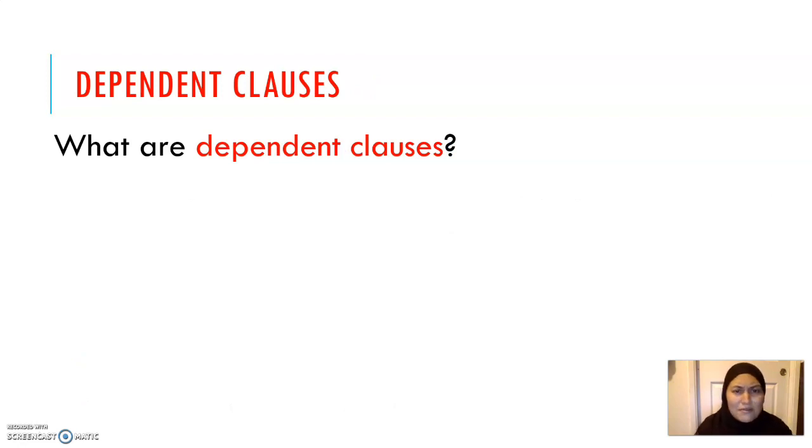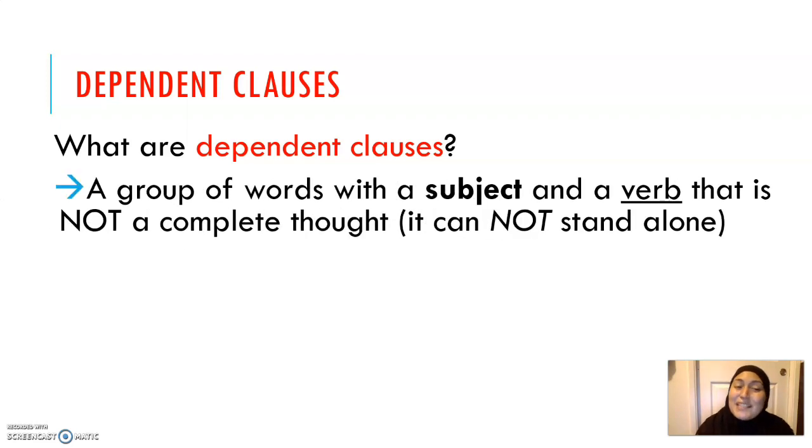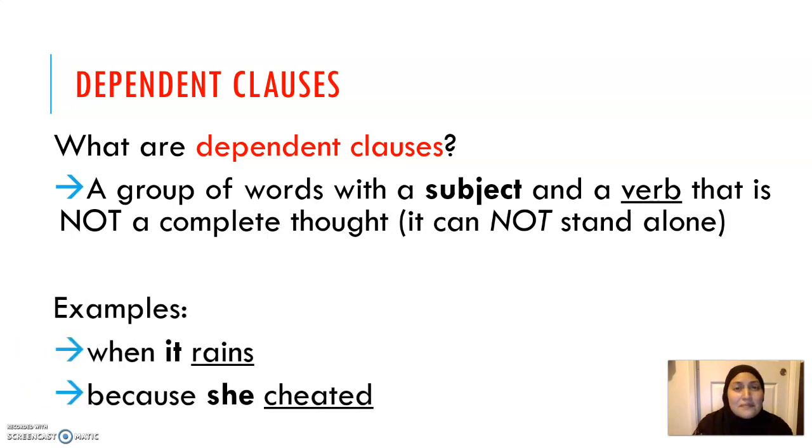And you may be wondering, what are dependent clauses? Now, dependent clauses are similar to independent clauses with one very important difference. They are still groups of words with a subject and a verb. However, it is not a complete thought, so it cannot stand alone. So again, let's use some examples. When it rains. Is that a complete sentence? Does it give you a complete thought? No, right? It's missing some very important things. However, it does still have a subject and a verb. So it is the subject and the verb is rains. It just doesn't make sense, right?